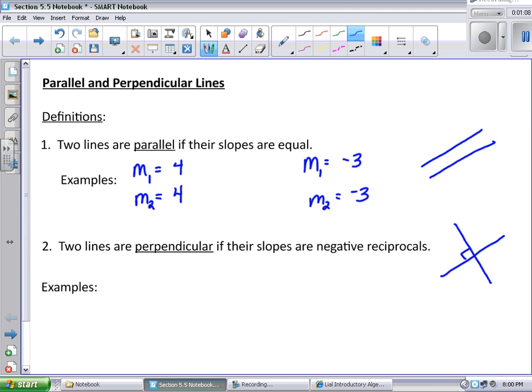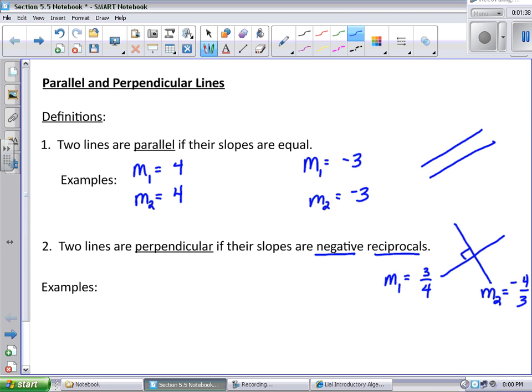Maybe the slope of line 1 would be 3/4, and this one is the positive one. And the slope of line 2 then would be its negative reciprocal. A negative reciprocal means we're going to change the sign, so this one's going to have to be negative. And the reciprocal means we turn the fraction upside down, so -4/3. Those two lines are perpendicular.